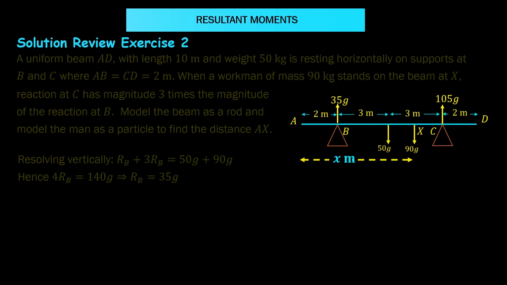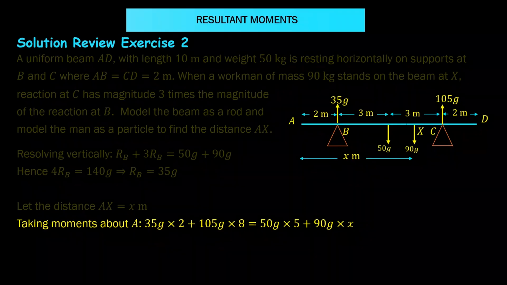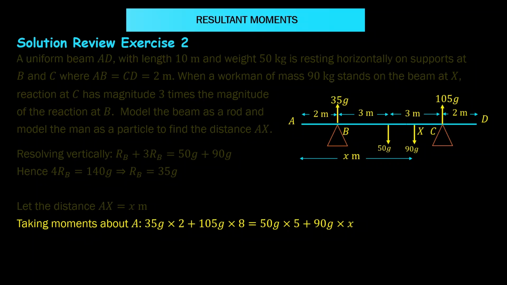Suppose that the distance from A to X is equal to x meters, as shown. If we take moments about A, and notice that the rod is in equilibrium, so the clockwise and the anti-clockwise moments are equal. So taking moments about A gives us 50g times 5 plus 90g times x equals 35g times 2 plus 105g times 8. These, of course, are the anti-clockwise moments.